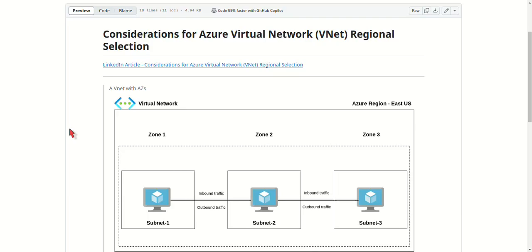Now, VNets in Azure are foundational for hosting resources like VMs, databases, and other services. And they are regional services tied to a specific Azure region at the time of creation. Today, I'll take you through the top considerations you need to be aware of when selecting an Azure region for your VNet. So, let's jump right into it.